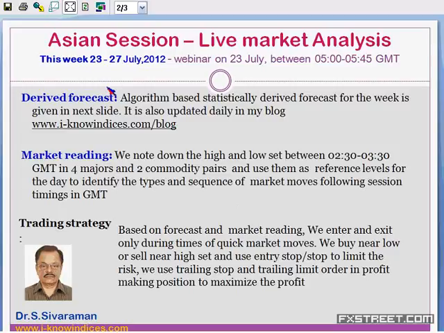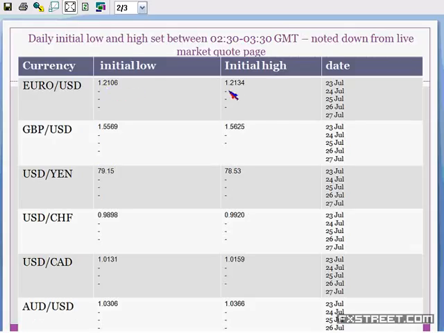With regard to the initial lows and the highs, 1.2106 formed the low, and 1.2134 is the high. They have not breached the high or the low, and they are simply making small swings in that range. And GBP 55.69 and 56.25, they are not breached. And yen, 78.15 is the low, and 78.53 is the high, and they are not breached.